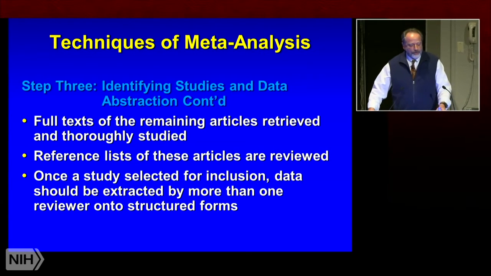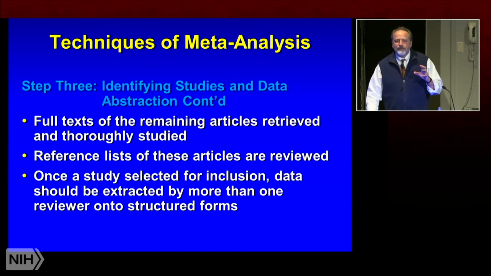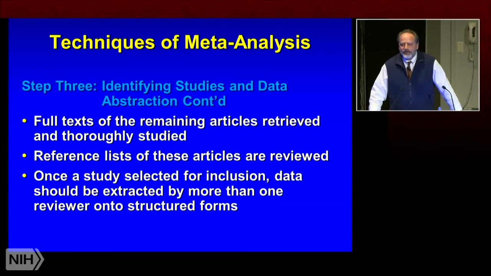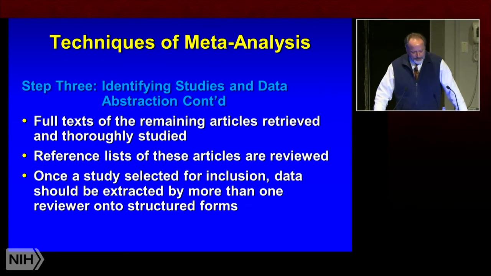And then you go through those studies which are pertinent, which fit the design or the question that you're asking, and have the appropriate data. You go through the full texts of those articles and you review them thoroughly. And you go through the reference lists to see if there's additional articles. And once a study is selected for inclusion, the data should be extracted from that study by more than one reviewer into structured forms which have your prospective analytic plan in them of what things you're going to analyze.